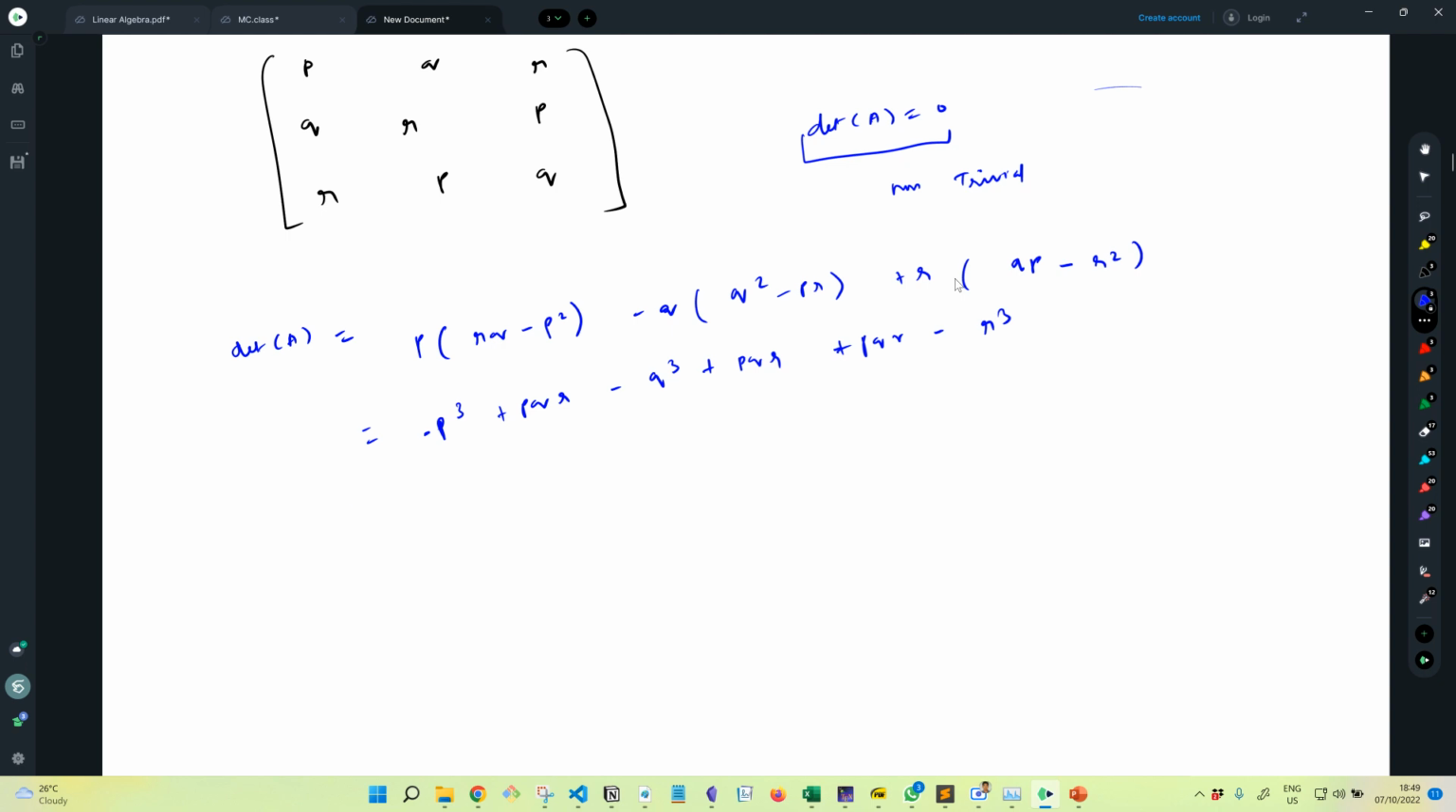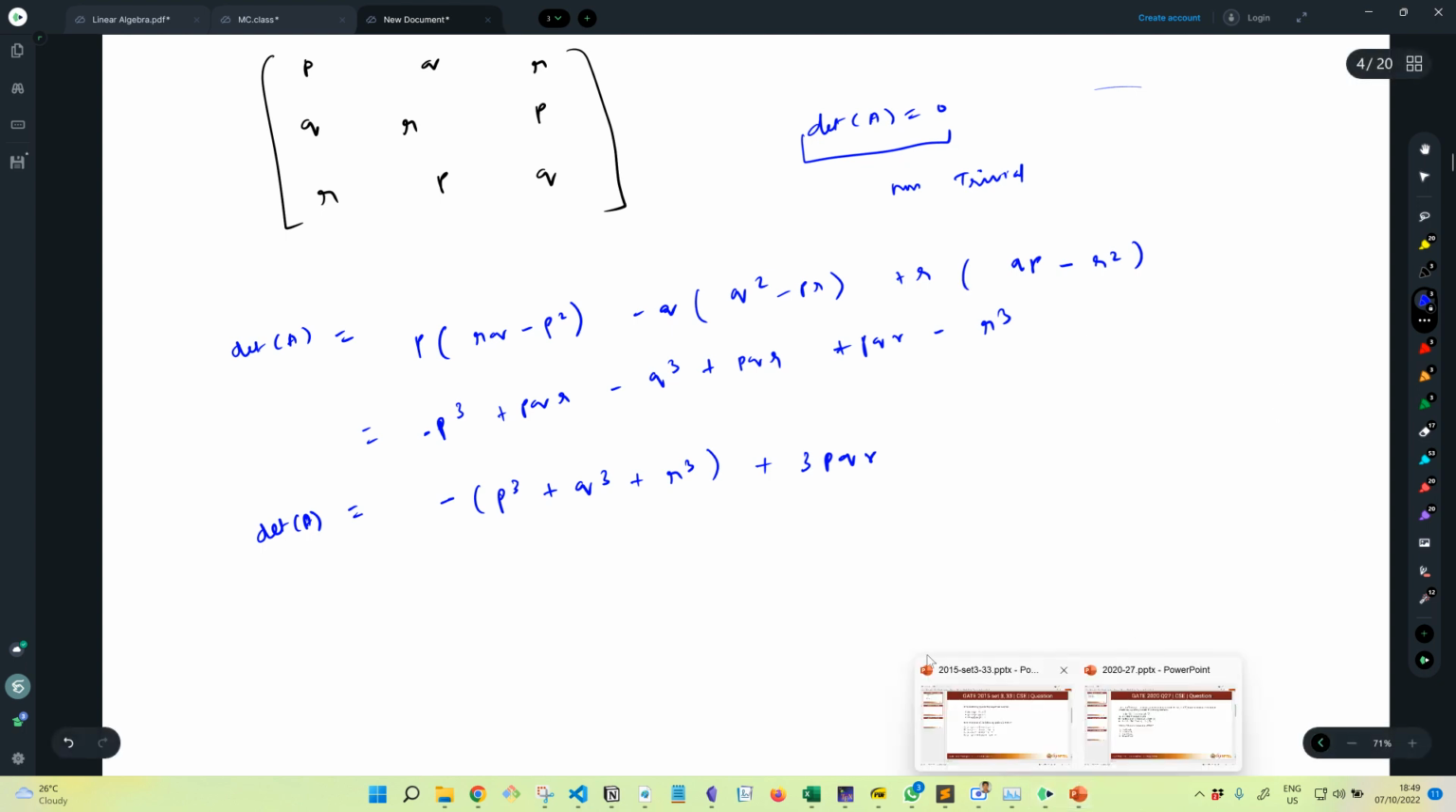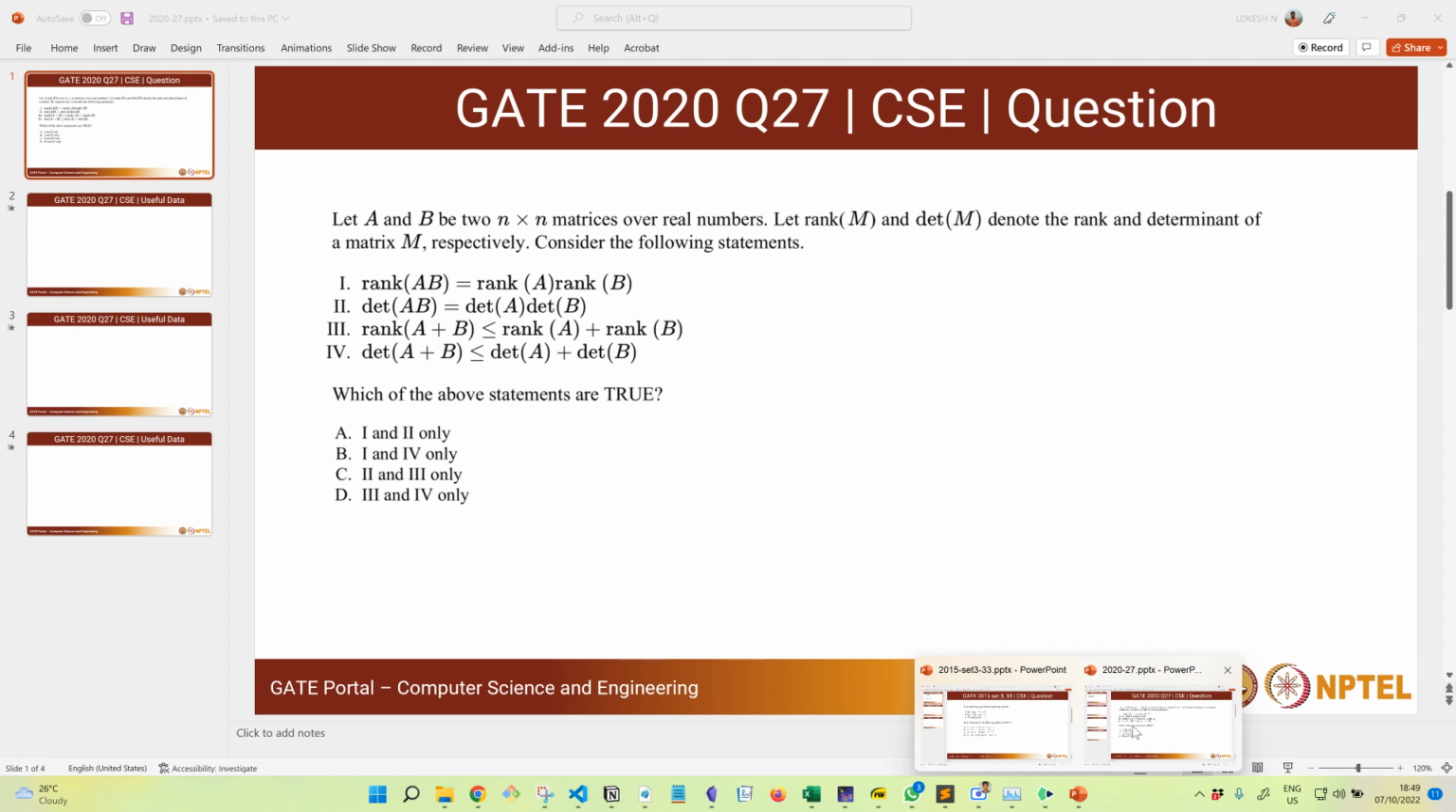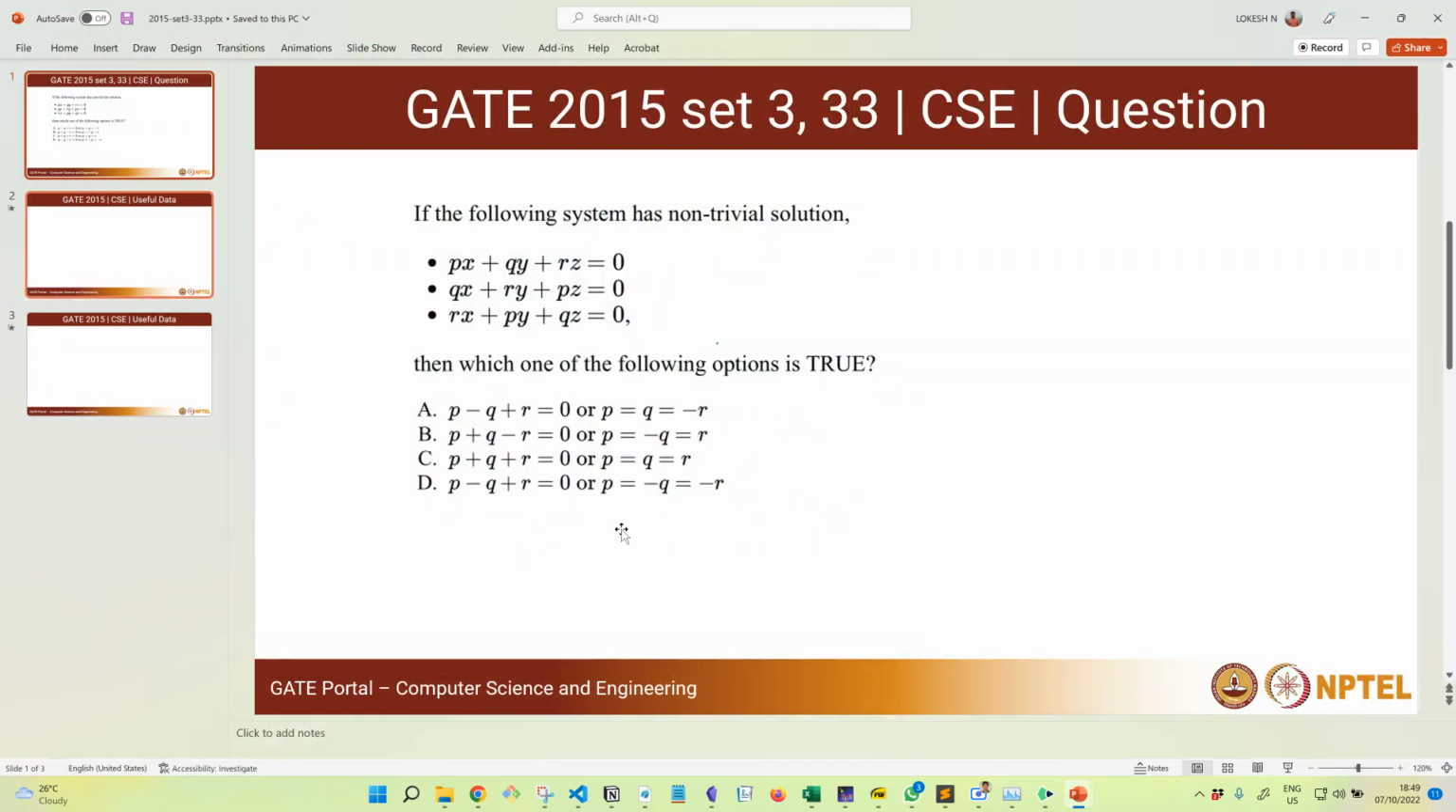Yeah, minus RQ. So this I can club as minus of PQ plus QQ plus RQ plus 3PQR. Now this is what I get for the determinant of A. I need a condition so that the determinant of A equals 0. With this, I cannot apply any of these options.